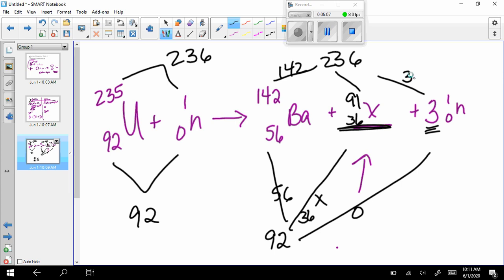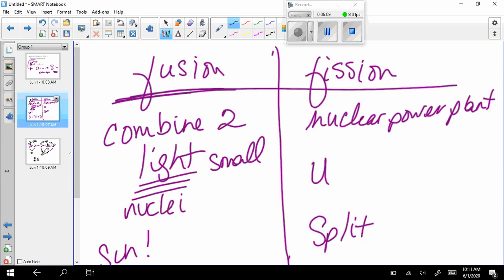Okay, so this was splitting. This was fission. I fired a neutron at it, and I made barium and krypton. I broke it into 2 different nuclei. So that's why it was fission. That's why it was splitting.